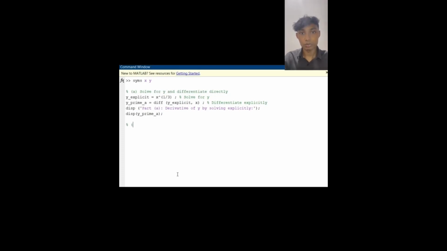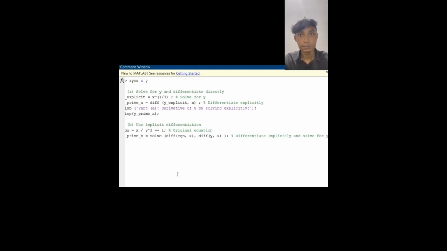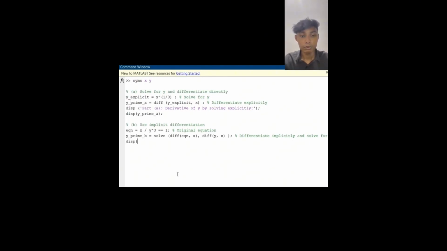So then we go for B. For B we need to use implicit differentiation. So we need eqn equal to x over y to the power of 3 equals 1. This one is the original equation. Then y_prime_b equals solve(diff(eqn, x), diff(y, x)). So this one is to differentiate implicitly and solve for y prime. Then we need to display again, so disp for part B for this one.